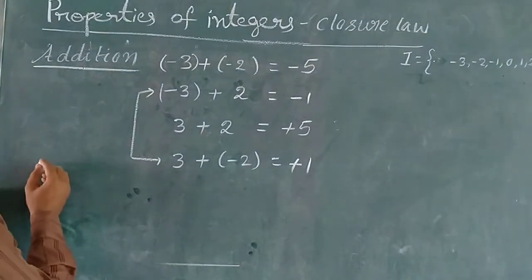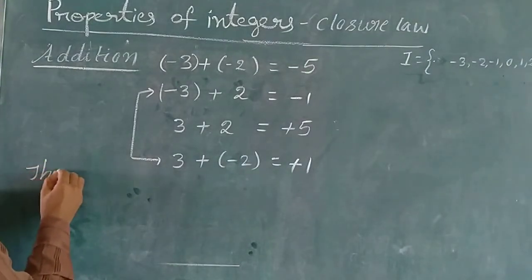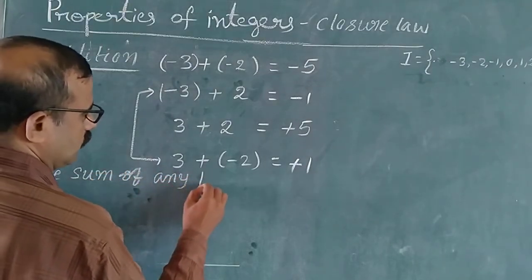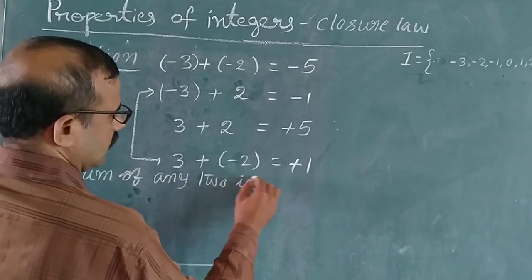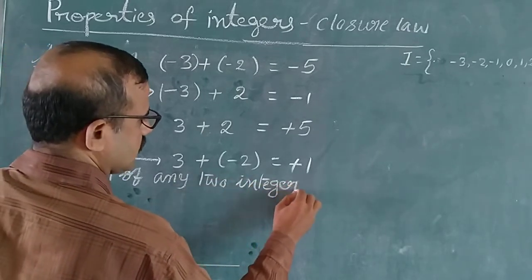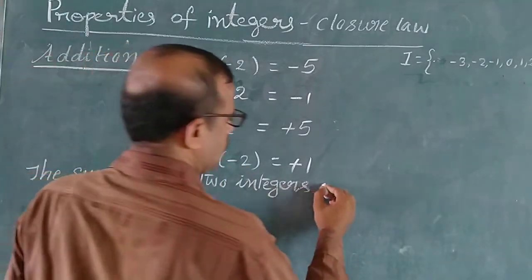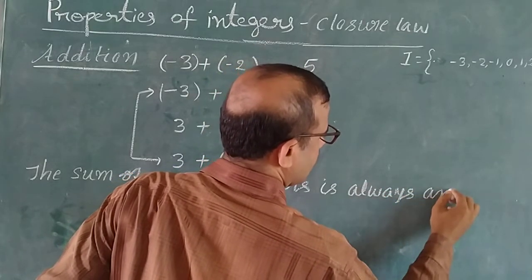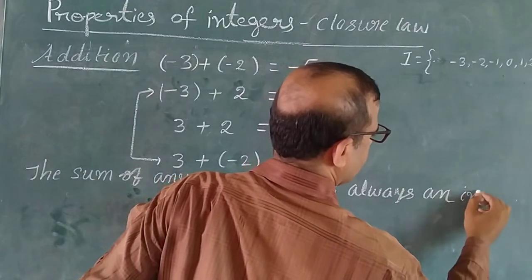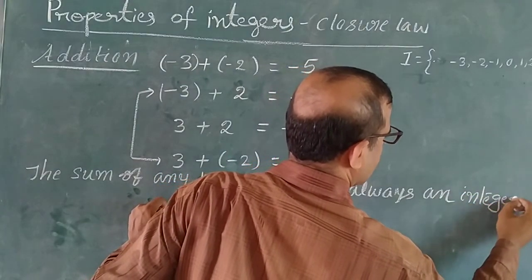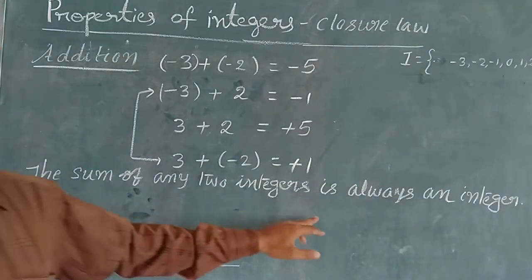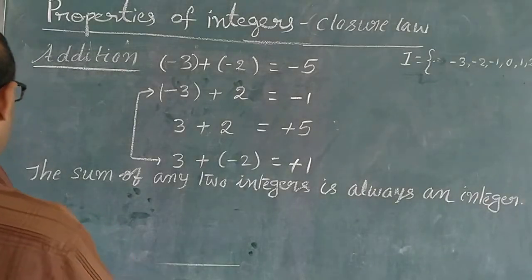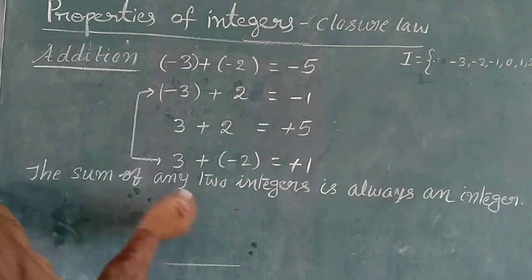Okay children, what is the conclusion? The sum of any two integers is always an integer. Or you can write it in another way.